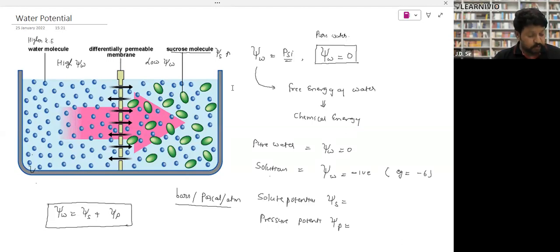Next point. Water potential is the difference in free energy or chemical potential per unit molar volume of water in a system from that of pure water at the same temperature and pressure. Full stop.